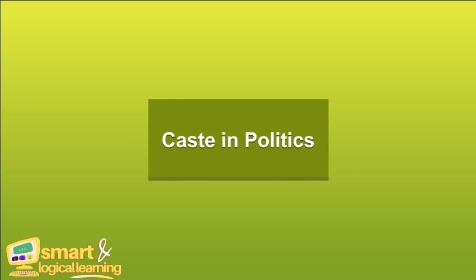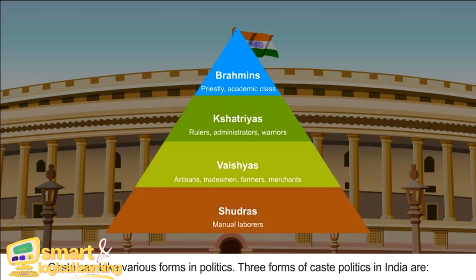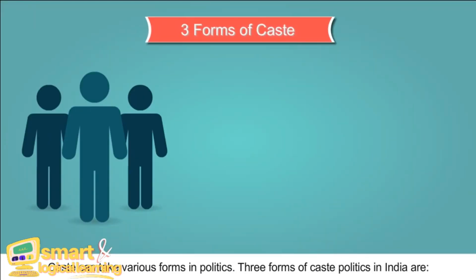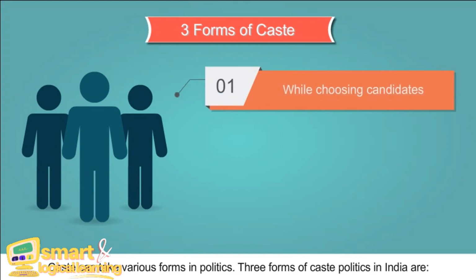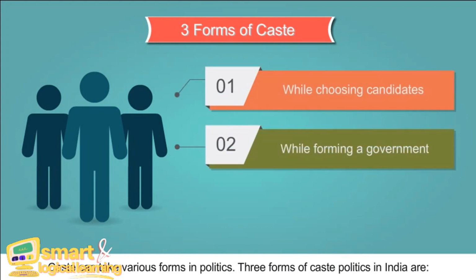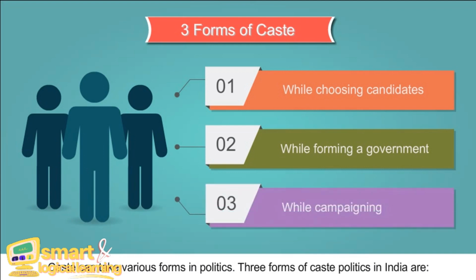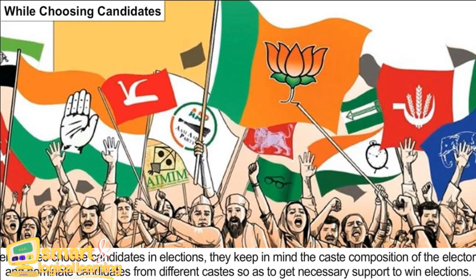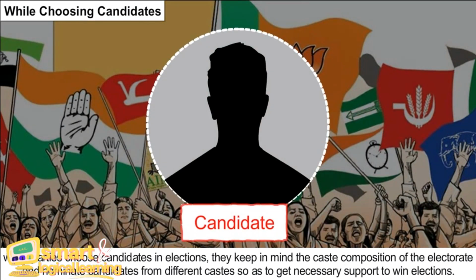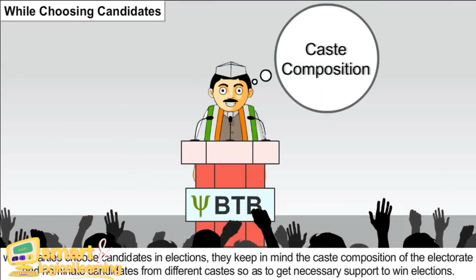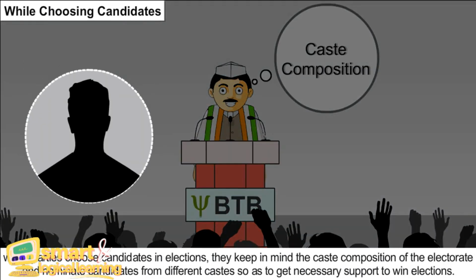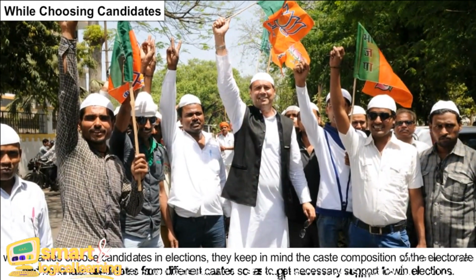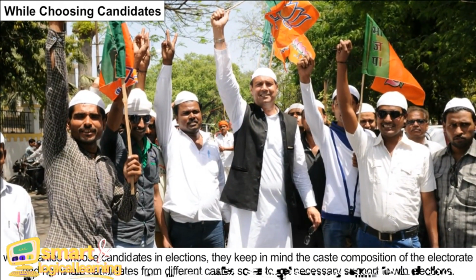Caste in politics. Caste can take various forms in politics. Three forms of caste politics in India are: while choosing candidates, while forming a government, and while campaigning. While choosing candidates: when parties choose candidates in elections, they keep in mind the caste composition of the electorate and nominate candidates from different castes so as to get necessary support to win elections.